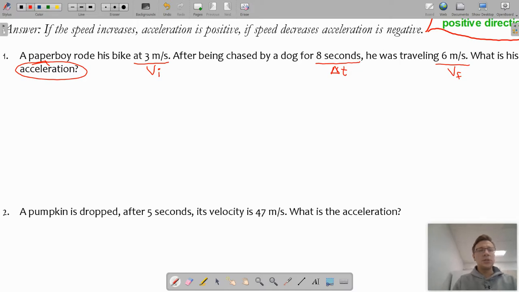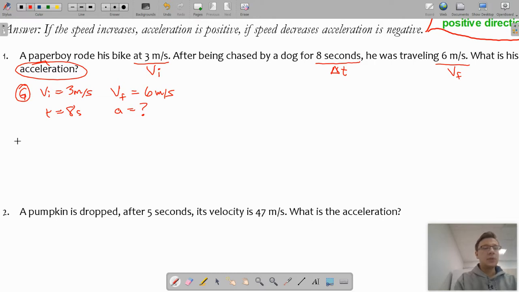As always, we're using the GUESS method. So we start out with our givens. We know that the initial velocity of the bike is 3 meters per second. We also know that the final velocity is 6 meters per second. We know that the time is 8 seconds. And then we know that we are solving for the acceleration. These are the things that the problem has given us.